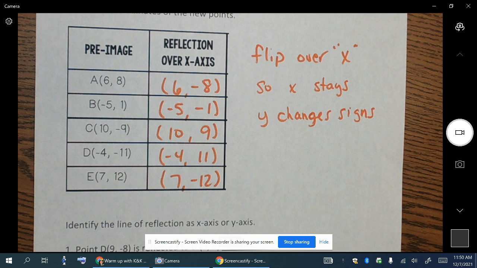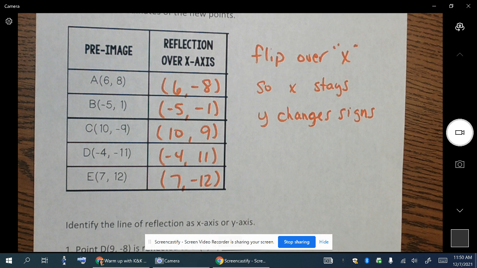Whatever it says it flips over, that's what stays the same. So if it said y, you change it. Yes, correct. So when we flip over the x, the y changes signs. So it should be 6, negative 8, negative 5, negative 1, 10, positive 9, negative 4, positive 11, and 7, negative 12. Are there any questions on that?